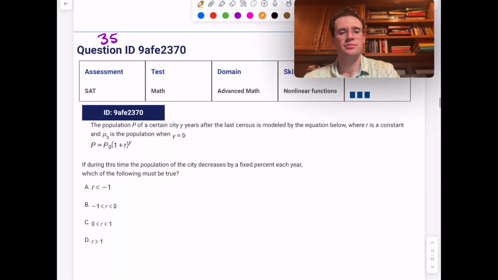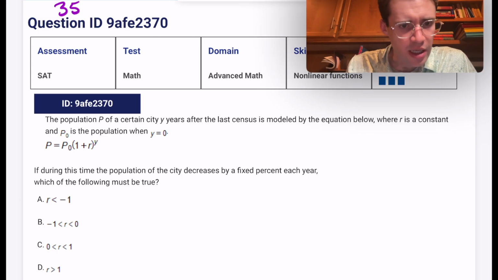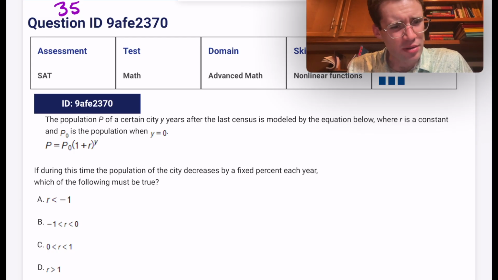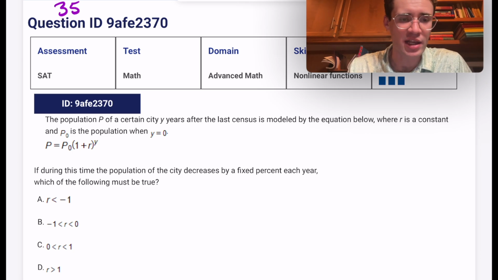The population P of a certain city Y years after the last census is modeled by the equation below, where R is a constant and P of 0, that's probably the population at time 0, is the population when Y equals 0. Y is the input in this case. Usually we use Y as the output. Okay, but Y is our input here.